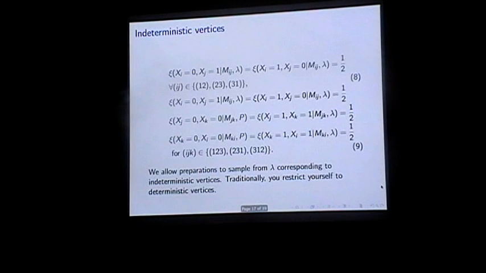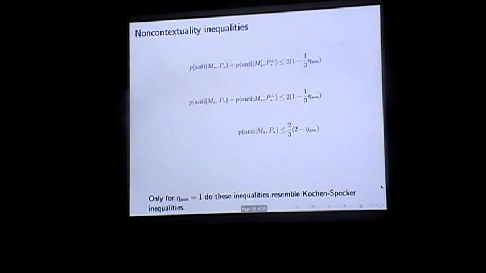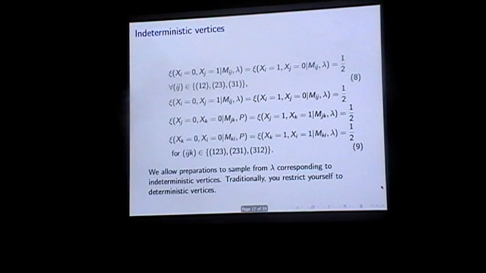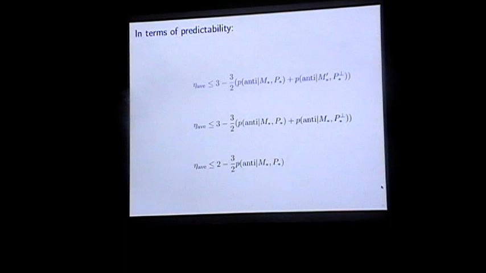And the thing to note here is that the reason we get these inequalities instead of something that you would get from a Kochen-Specker type analysis is because we do allow preparations to sample from lambda that correspond to indeterministic vertices. Since we are not assuming outcome determinism, and we have no reason to assume factorizability in an experiment that's just done in a single lab, I can't appeal to relativity to say that no disturbance or no signaling should be true, then I have no reason to sample only from the deterministic vertices. I should sample also from the indeterministic vertices, and the way I get constraints is from the operational equivalences and the assumption of non-contextuality. If you decide to restrict yourself to sampling only from the deterministic vertices, you're back to the Kochen-Specker case. So this is just a rewriting of the inequalities in terms of predictability, to draw an analogy with previous inequalities we have derived, for people who might have seen those papers.